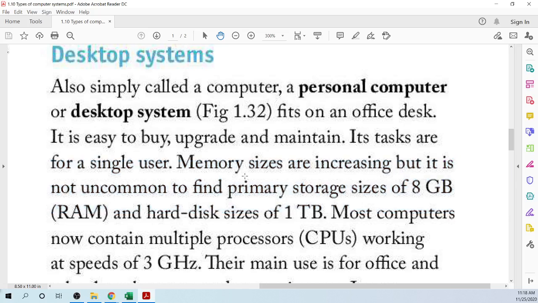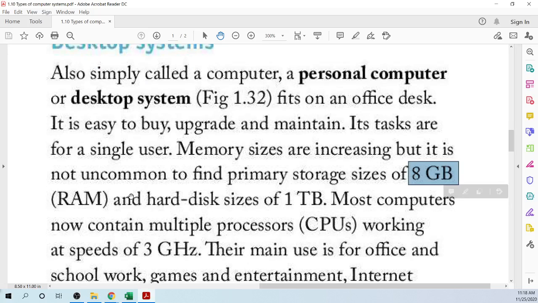In the past, when I first got a computer, 2 gigabytes was a lot of RAM. But as the operating system continues to upgrade, as technology advances, it starts to take up more memory, and that's why we need more memory in terms of RAM to carry out our tasks. So 8 gigabytes is about the standard right now.